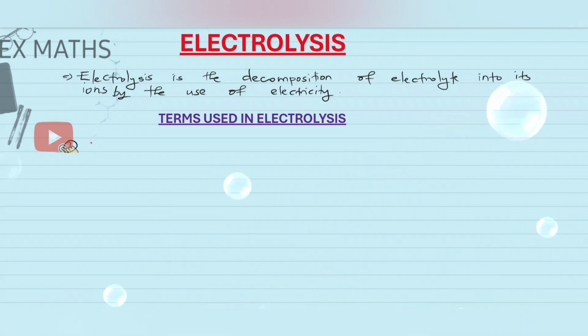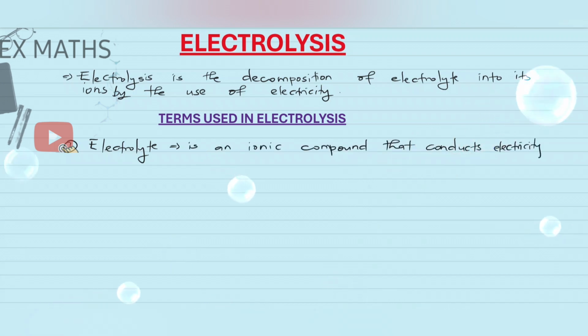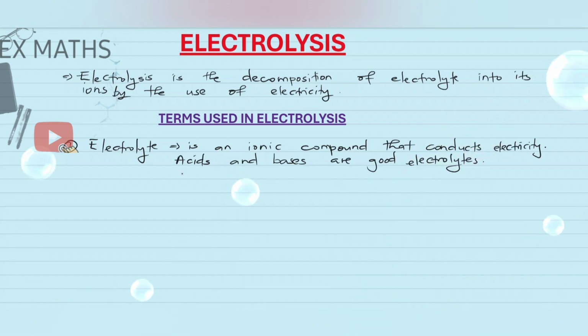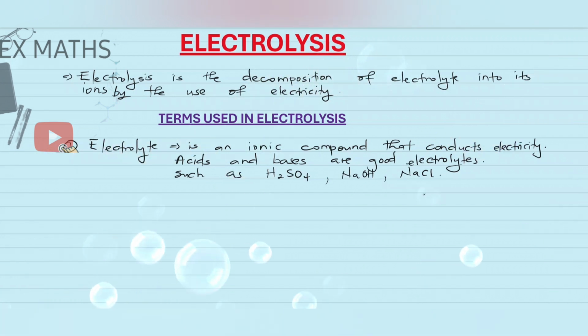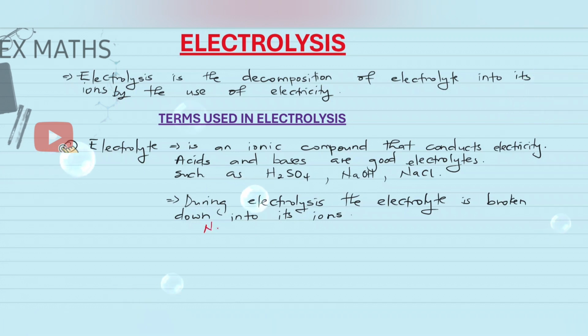Number one, electrolyte. Electrolyte is an ionic compound that conducts electricity. Examples include acids and bases, such as sulfuric acid, sodium hydroxide, sodium chloride. During electrolysis, the electrolyte is broken down into its ions. For example, sodium chloride is broken down into sodium ions and chloride ions. Sulfuric acid H2SO4 is broken down into H+ ions plus the sulfate ions.